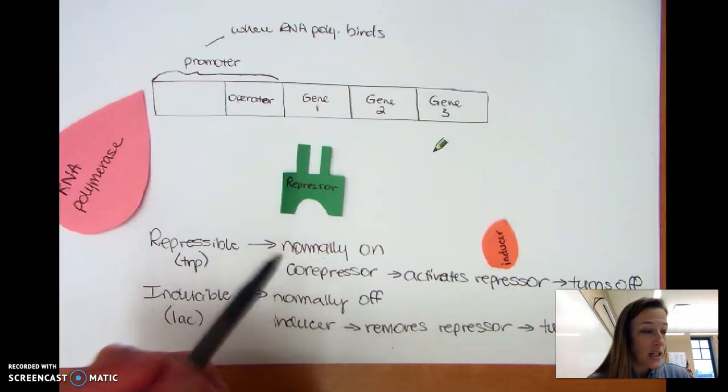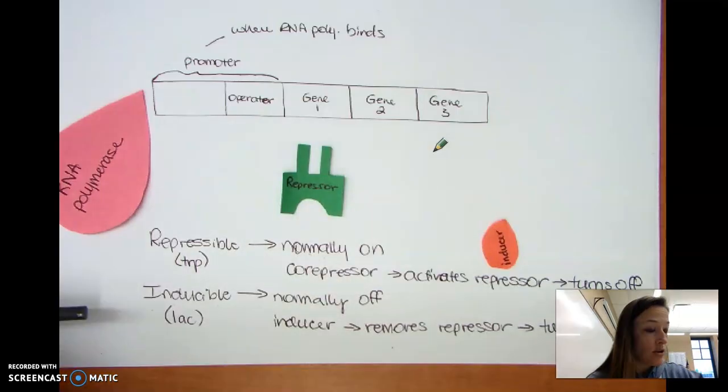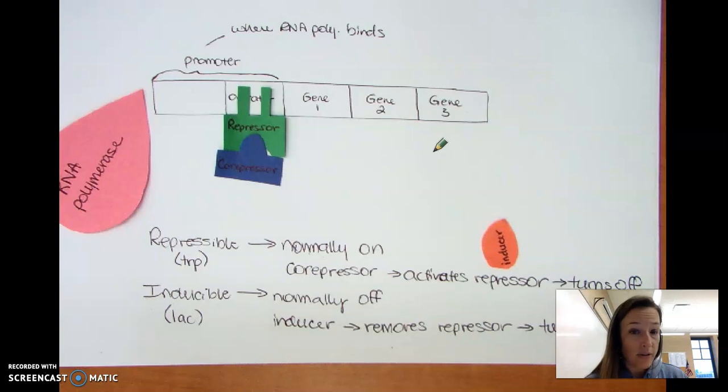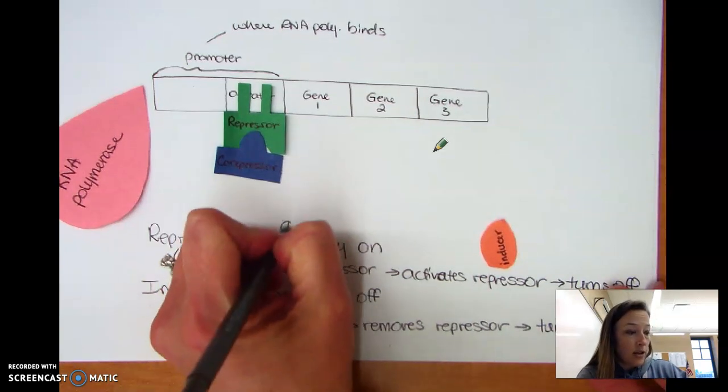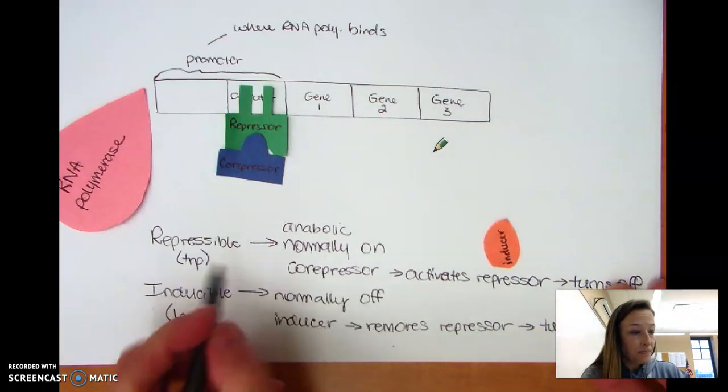Ways that they are different: repressible are normally on. Repressible use a co-repressor to turn the operon off. Repressible generally are anabolic in nature, meaning they're building things, like building that tryptophan. Okay.